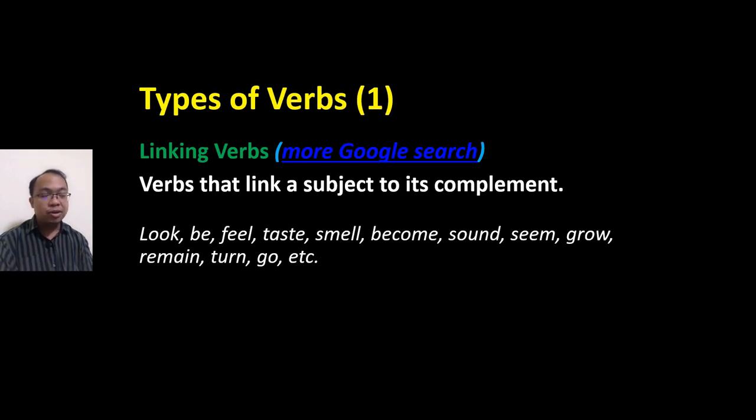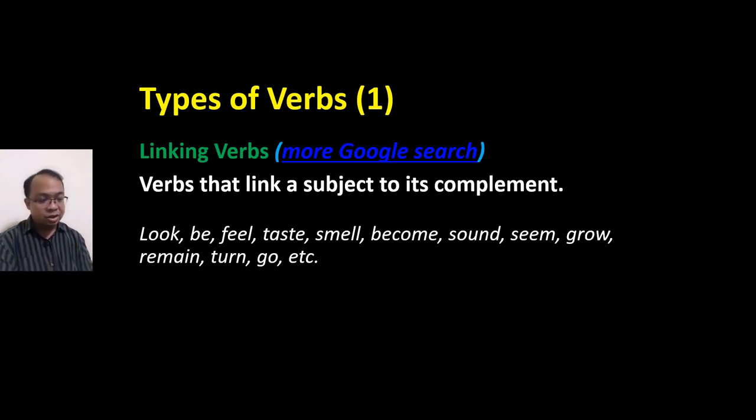According to my research I have found around 30 linking verbs in English language, and I think there are not many. So what are those linking verbs? We have look, be, feel, taste, smell, become, sound, seem, grow, remain, turn, go, get, stay, etc. So we have all of these as our linking verbs. When they are linking verbs, they can also be called non-action verbs, and be careful with the translation, because they are non-action verbs. They do not take any object. So when you do the translation of linking verbs, be careful.